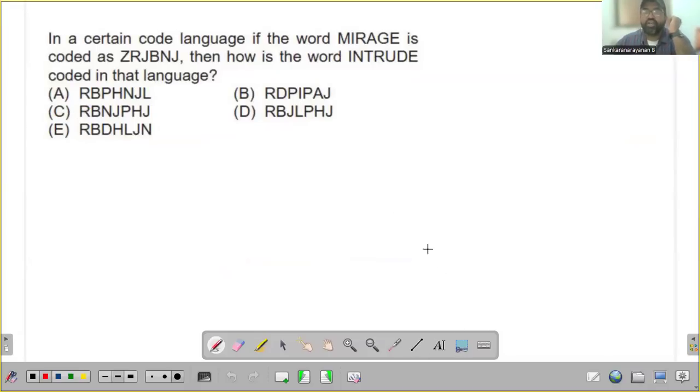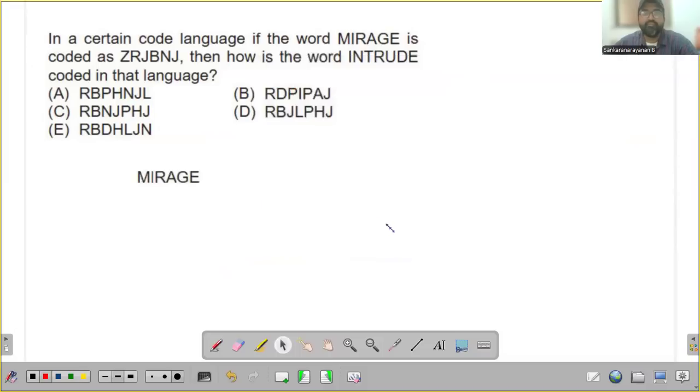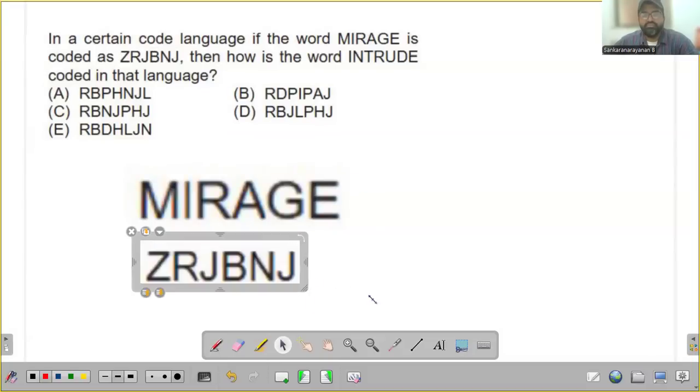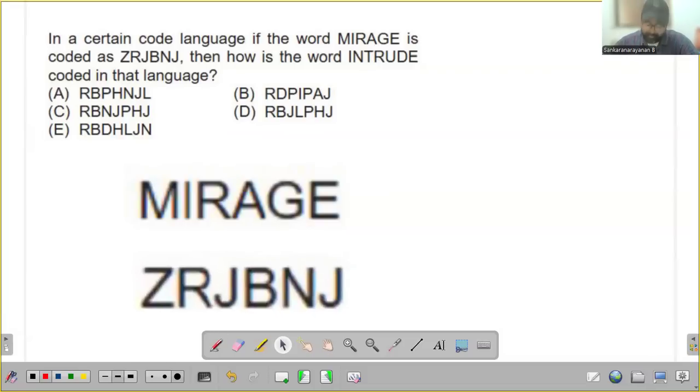In a certain code language, Mirage is coded in a specific way. Then they are asking you, how is the word intrude coded in that language? Let's see what is happening here.